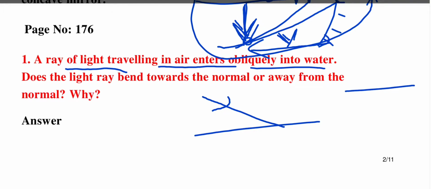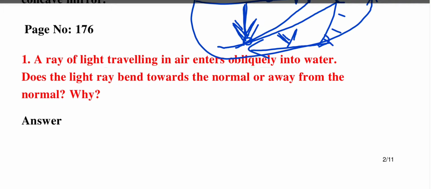If the ray is like this, we call it perpendicular. If the rays are like this, we call it parallel. So oblique means it is neither perpendicular nor parallel. There will be slant orientation. So this is what we call obliquely. Hope you know the meaning of obliquely now.